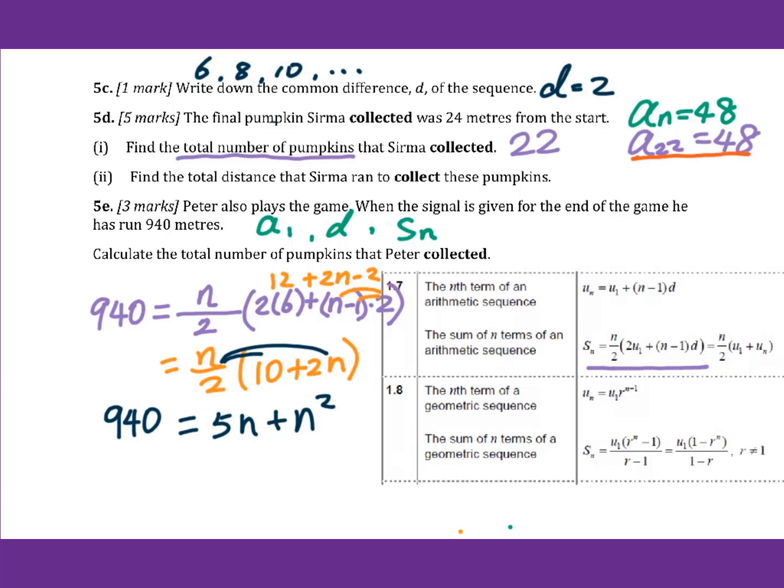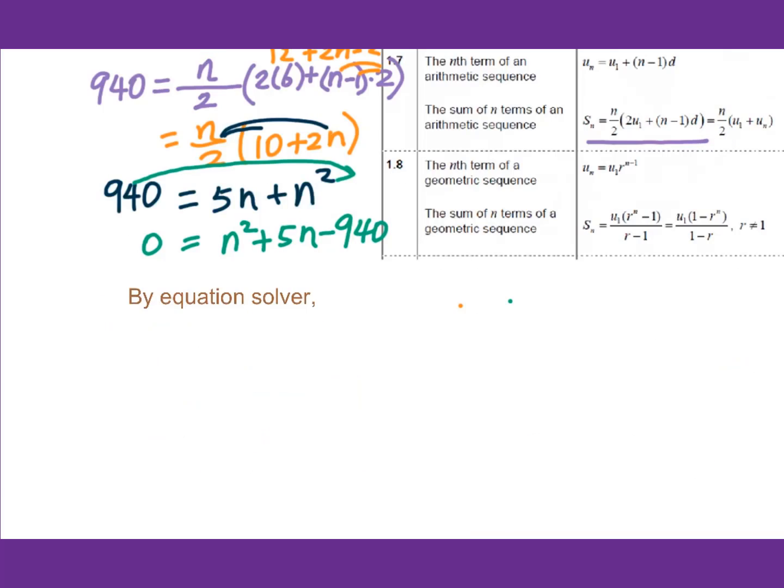Let's go to equation solver. Therefore, minus 940 on both sides. 0 equals n squared plus 5n minus 940. You will get n equals 28.261176 and so on. Therefore, n equals 28.